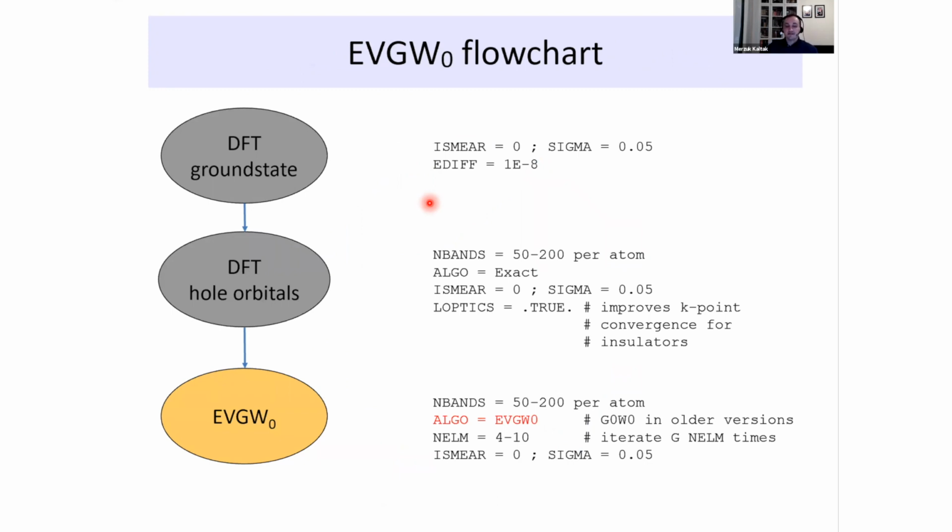And in VASP, to select this algorithm, this is again a 3-step procedure. Here are the main INCAR tags for each step. First, again, the DFT ground state is calculated. Then you increase the virtual space by increasing the NBANDS, as in the single shot approach, and perform an exact diagonalization. In the third step, the actual self-consistent GW calculation is done, again with the same tag like for the single shot one, but now you set NELM to a higher number, for instance 4 to 10, and NELM will give you the number of iterations that should be performed in G.